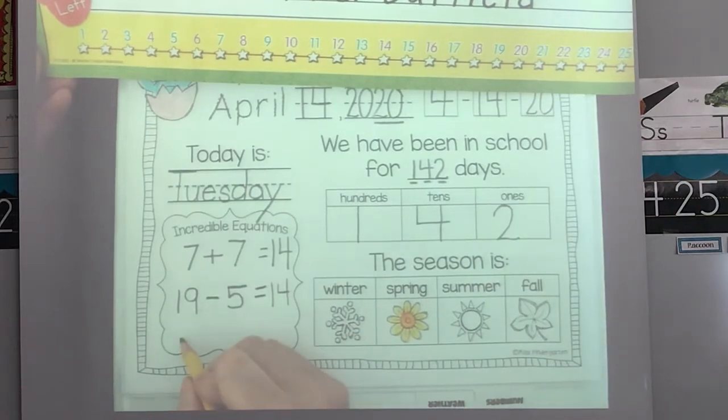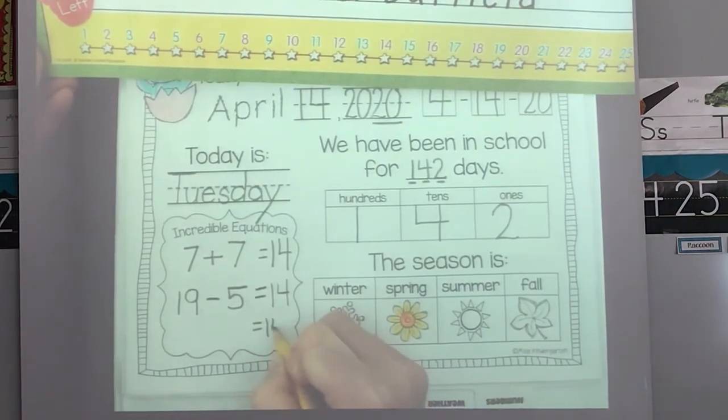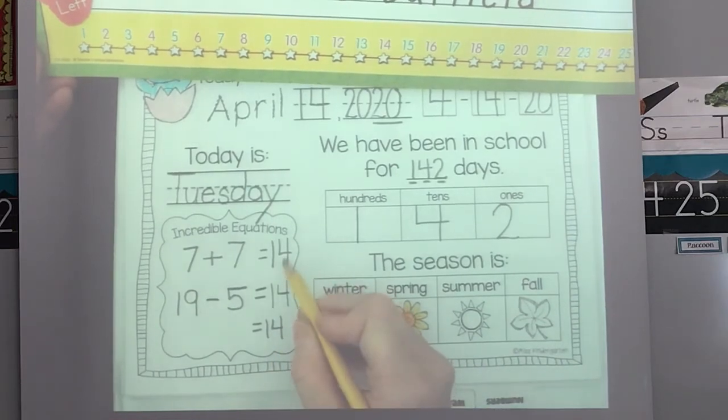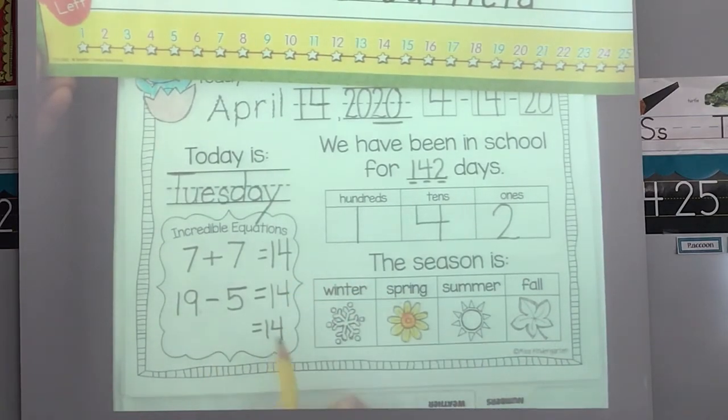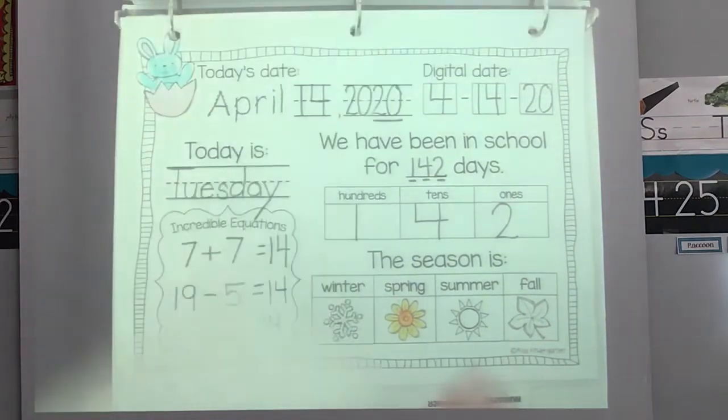Okay, so now you need to do an equation down here all by yourself. You can do an addition one or a subtraction one, but it needs to equal 14. So you can do this. I can't wait to see what you come up with.